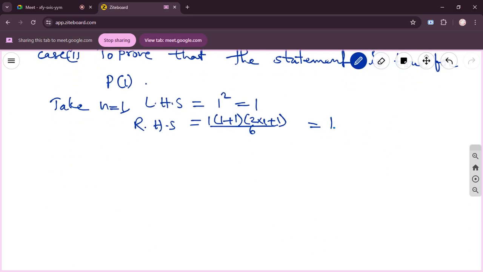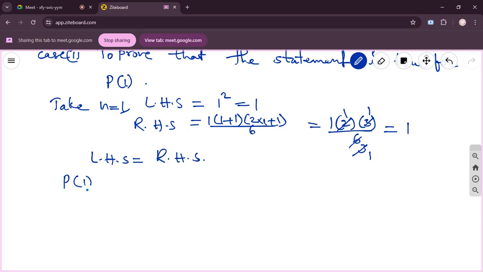That is equal to 1. 1 plus 1 is 2. 2 ones are 2, plus 1 is 3 over 6. So it is equal to 1. Here clearly LHS equals RHS. So the statement is true for n equal to 1. We can tell that P of 1 is true for n equal to 1, which belongs to capital N.